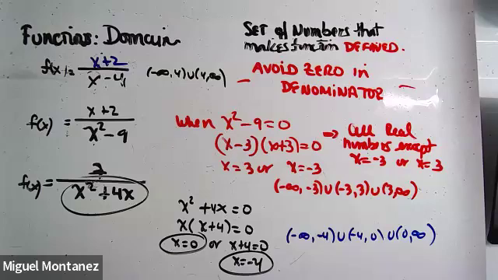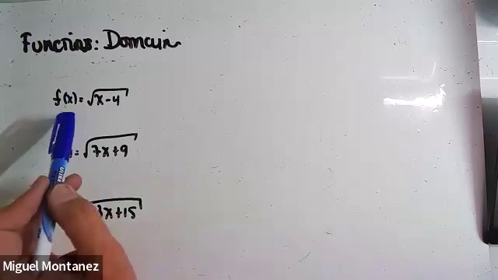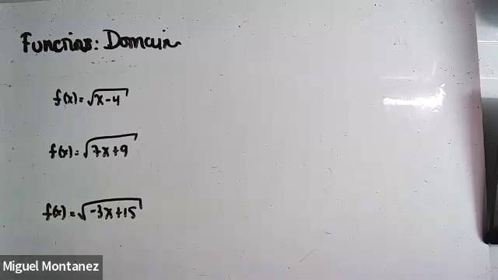Let's try something else. So I have these three examples. Again, we're looking for the domain, the set of numbers that make the function defined. If I have f of x equal to the square root of x minus 4, what do I need to remember?